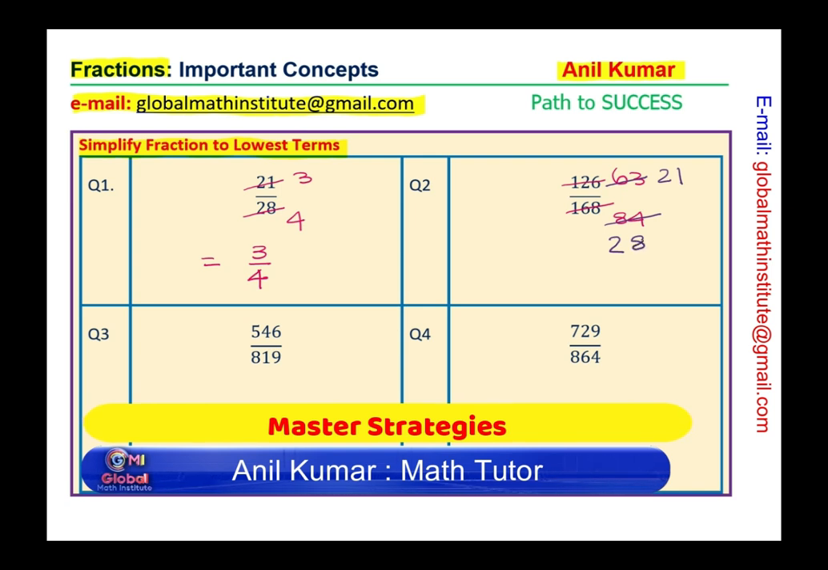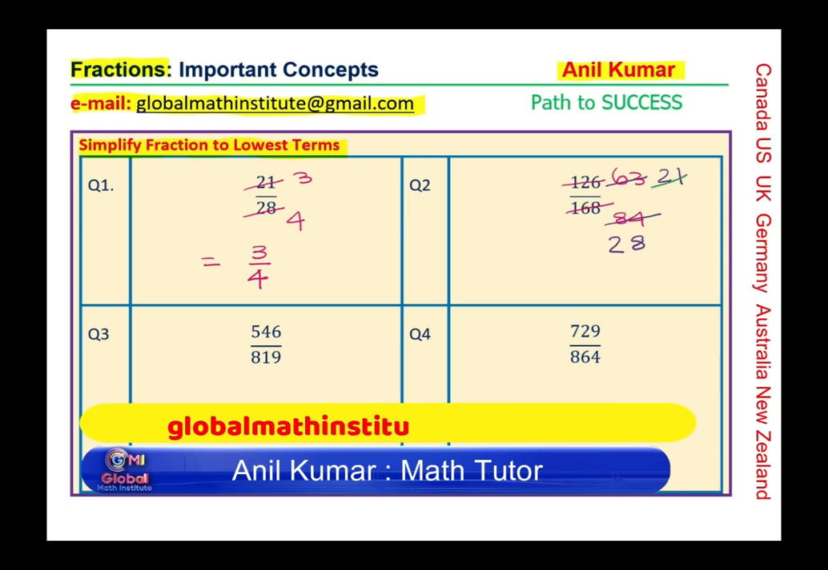Now 21 over 28, as we have seen earlier, we can divide both by 7. Once you do that, you get 7 times 3 and 7 times 4. So this fraction is also equivalent to 3 over 4.